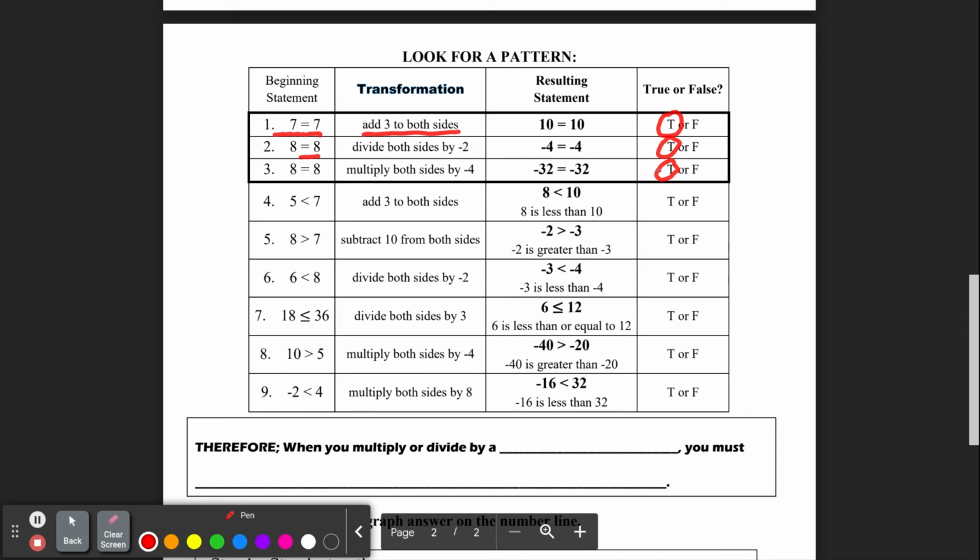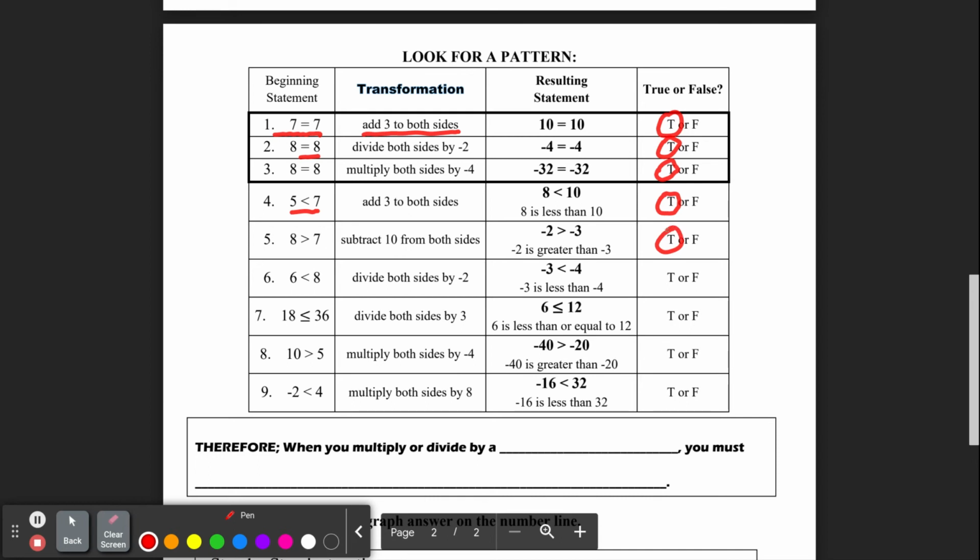Number 4, if you start off with 5 is less than 7, which is true, and add 3 to both sides, then it comes to be 8 is less than 10. Is this true or false? It's true. So all these statements start off as being true, and then when you add the transformation to it, we're going to see if the resulting statement is still true. So 5, 8 is greater than 7. If you subtract 10 from both sides, you get -2 is greater than -3, which is true.